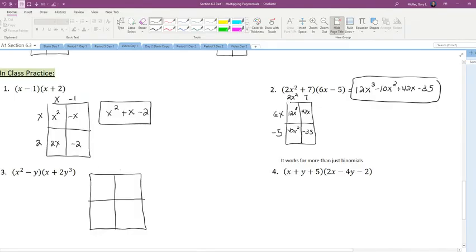X squared, negative y, x, 2y cubed. X and x squared is x cubed. A negative xy. 2y cubed times x squared is just going to be 2. We usually do this alphabetically, so x squared y cubed. And then negative 2y to the fourth, because you have y cubed times a y to the first.